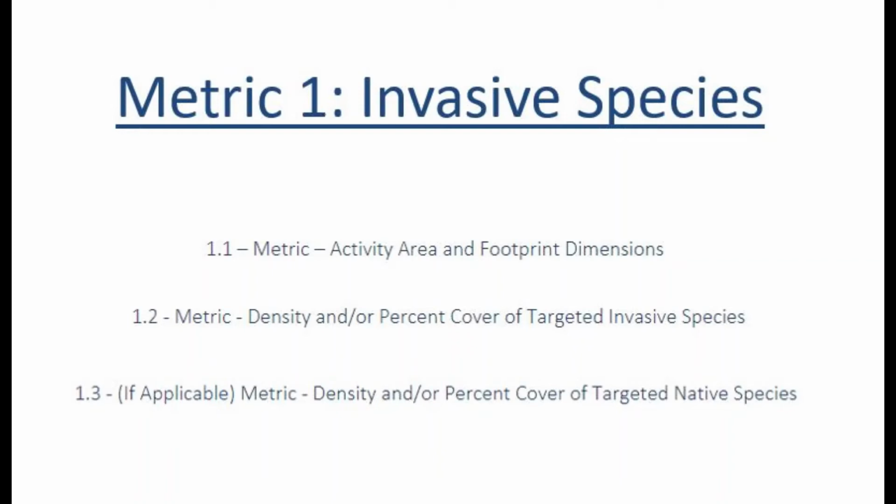For our first metric of invasive species, both plants and animals, in the guidebook you'll see there are 3 subcodes underneath this metric. 1.1 is referring to the spatial extent. Again, that is a universal metric for all of our activities, including photo monitoring as well. And then there's also 1.2 and 1.3 that focus on the density and/or percent cover of invasive or native species. And so we're going to focus on those 2 subcodes today.